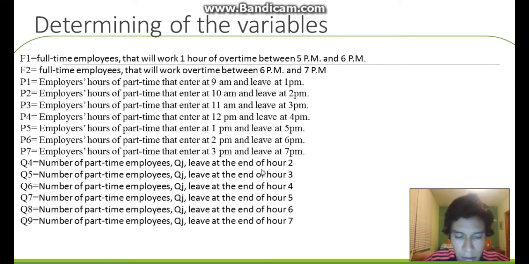Note that because part-time employees must work a minimum of 4 hours, none can start after 3 p.m. That's what we have here. Since the entire operation ends at 7 p.m., similarly, some number of part-time employees, Qj, will leave at the end of the hour. With all these restrictions that we have here, we can start our linear programming.